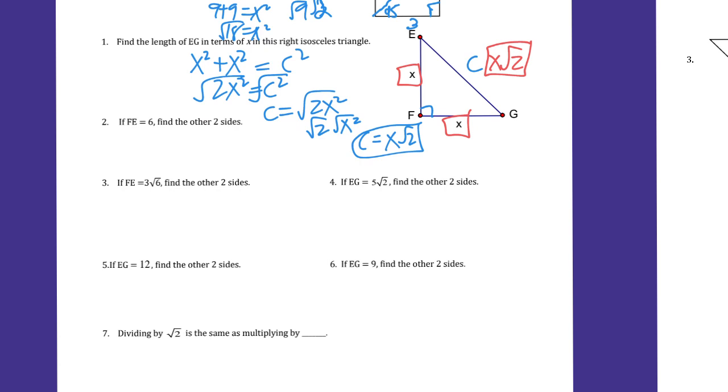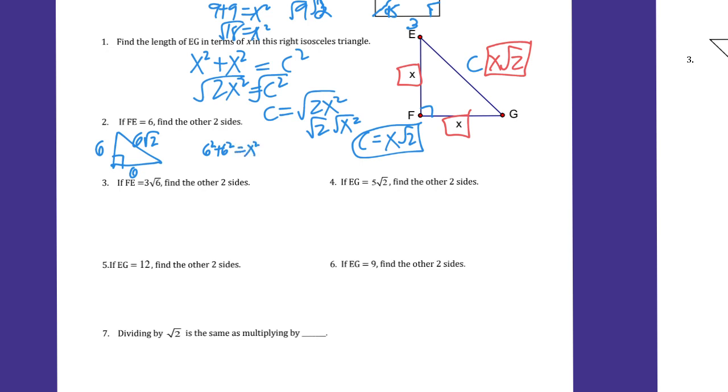So they're saying, okay, let's try it. If FE is 6, can you find the other two sides? Well, the truth is, if this is 6 and this is 6, because it's isosceles, do you know what the hypotenuse will be? It's going to be 6 root 2. If you don't believe me, try it. Do 6 squared plus 6 squared and see what you get for x squared.